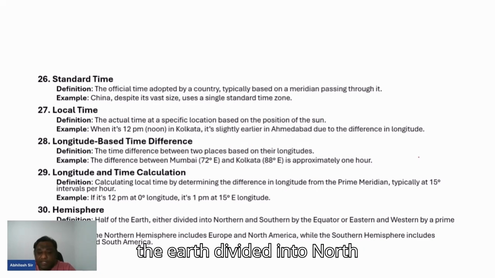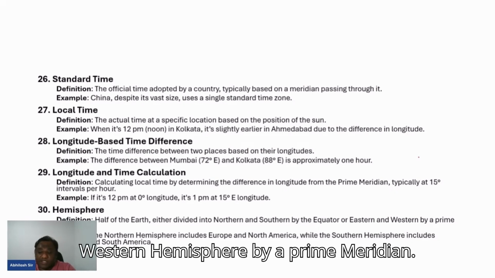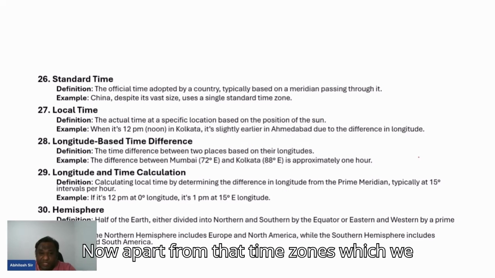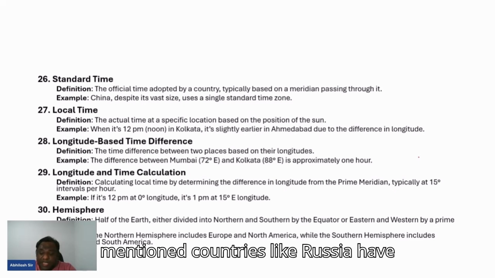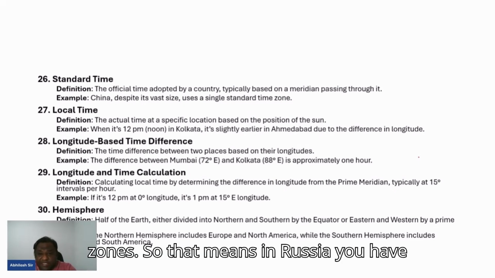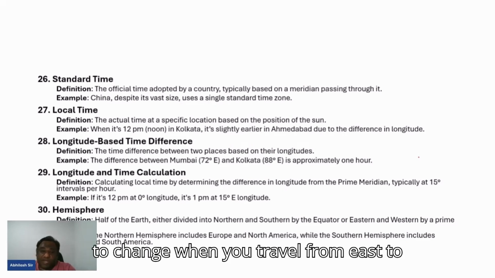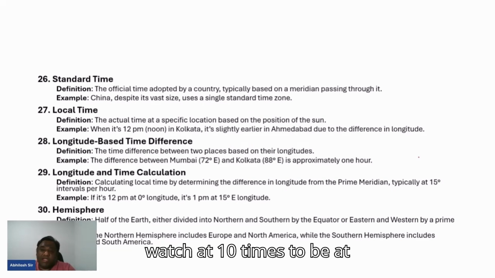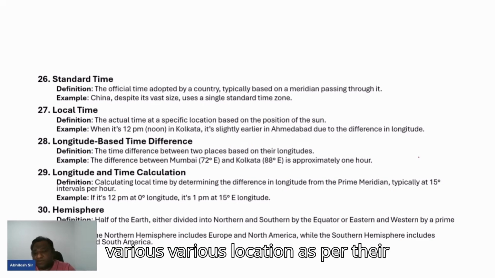Hemisphere, half of the earth divided into north and south by the equator, and eastern and western hemispheres by the prime meridian. Now, apart from that, time zones which we mentioned: countries like Russia have 11 time zones, America has 6 time zones. So that means in Russia, when you travel from east to west, you have to change or set your watch 10 times to be at various locations as per their time zone. So this is what today's lesson is about.